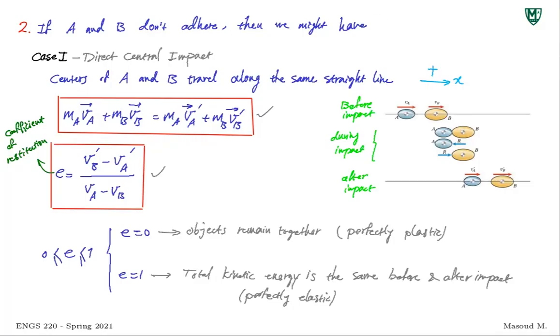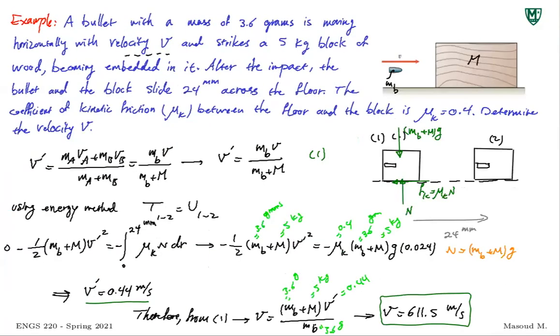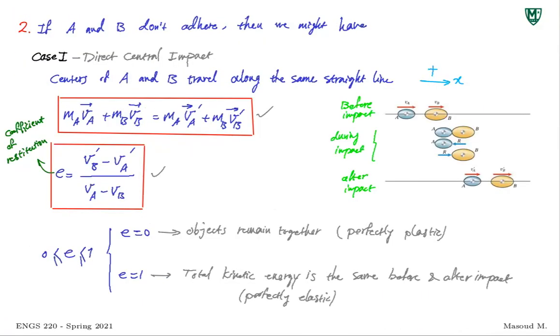It's a long introduction, just to refresh your mind, hopefully. And then the second case, we go a little deeper and say, what if this impact is not a direct central impact? What if these two objects collide at some angle? Which, again, is not that uncommon. We went over a couple of examples. I won't go over these. I just want to go to the second case.